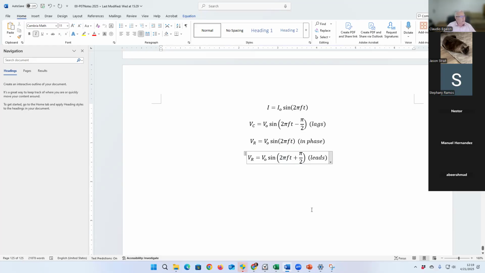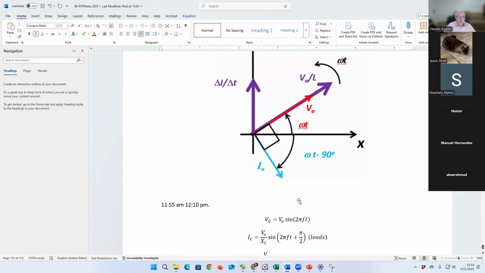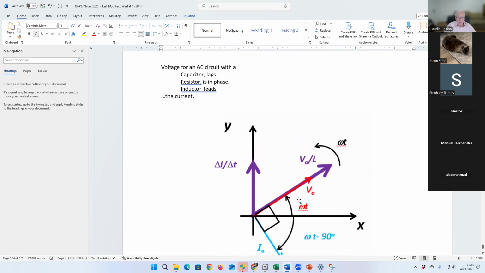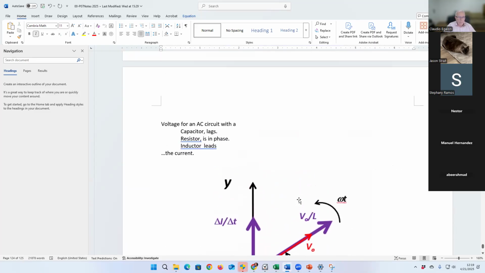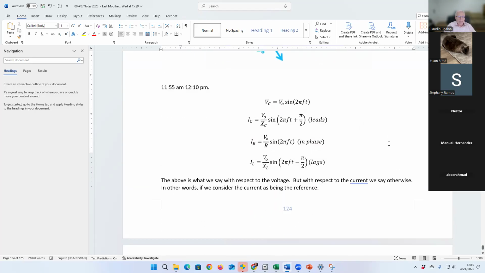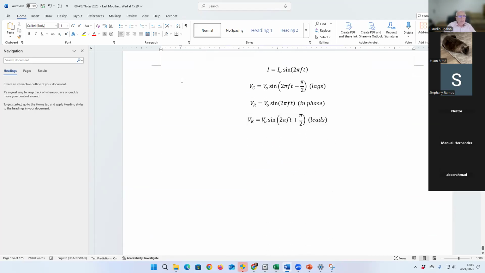The voltage leads, right? Let's see if we have everything right here. Lags, in phase, and leads. Yeah, everything is. Actually, that's exactly the correct way of thinking in terms of lagging and leading. I'm going to tell you why. This reference is the correct one.